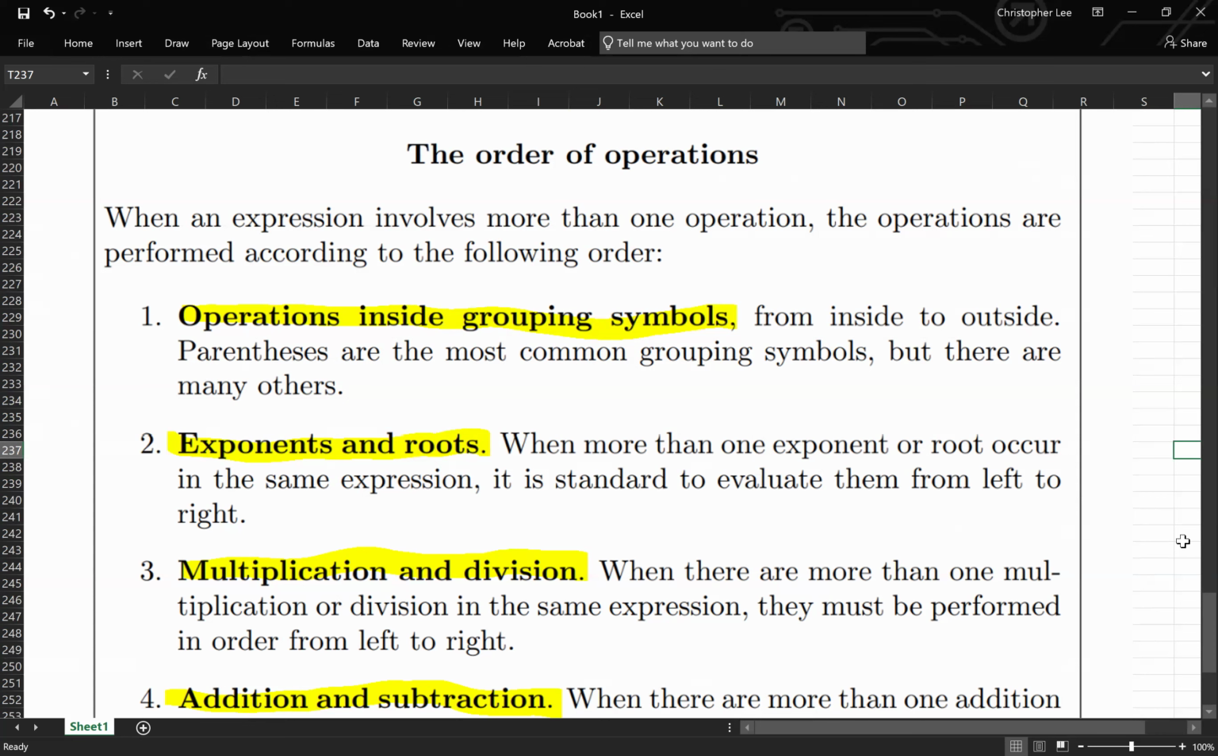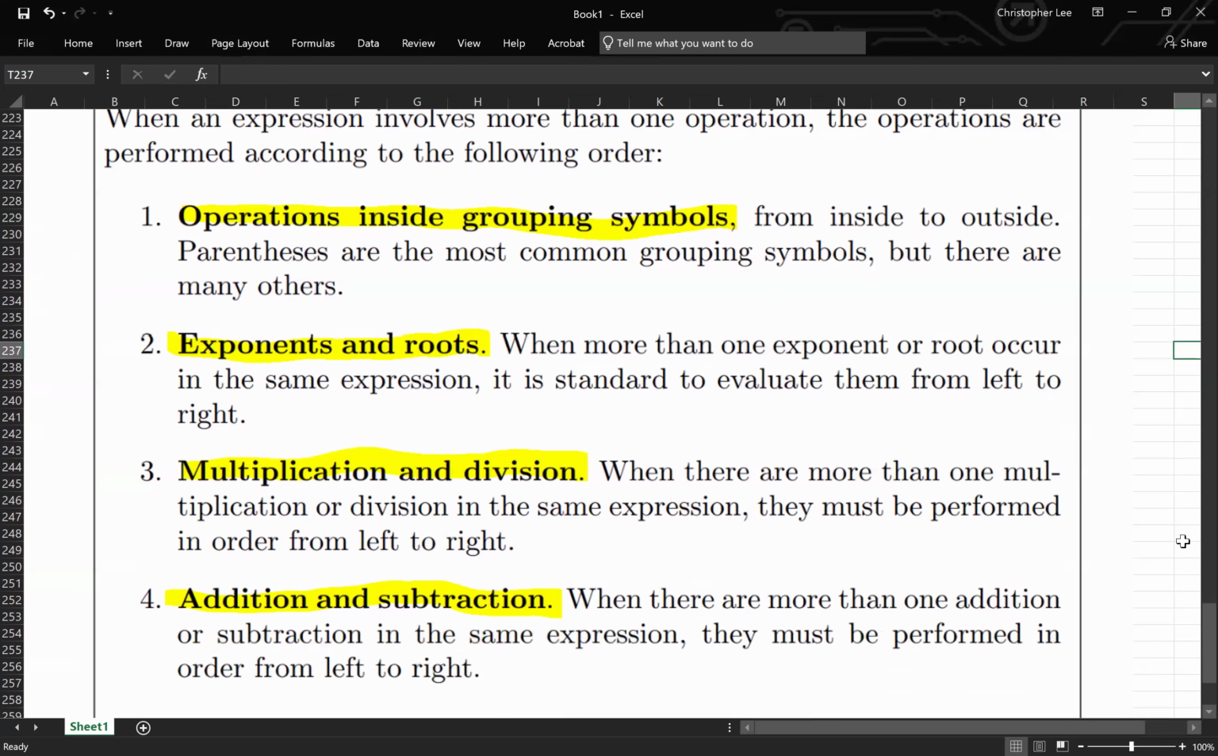After you do the parentheses, the next one is exponents and roots. When more than one exponent or root occurs in the same expression, it is standard to evaluate them from left to right, the same way that you read a book. After you finish with the exponents and the roots, the next thing to do is multiplication and division. When there is more than one multiplication or division in the same expression, they must be performed in order from left to right, the same way that you read a book.